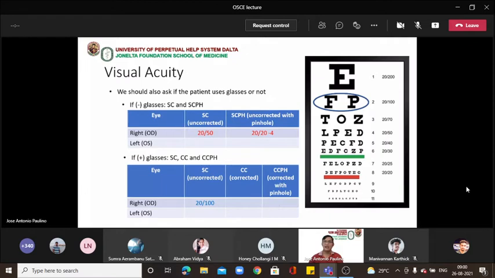We then ask the patient to wear his or her eyeglasses. Upon wearing the eyeglasses, the patient's vision improved to 20 over 30. However, it is still not 20 over 20. So you're thinking of the possibility that the patient may have undercorrected eyeglasses. We tell the patient to put a pinhole over the eye with the eyeglasses, the right eye, and we get a vision of 20 over 20. That just means that the patient has undercorrected vision and would benefit from having newer eyeglasses.